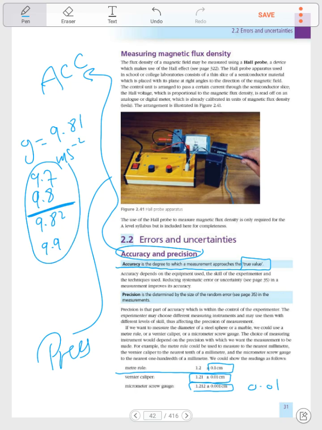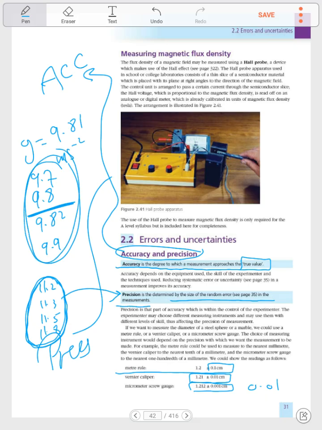But if my values were 11.2, 11.3, 11.5, 11.8, these values are precise. Why? Because all of these values are around the same number, but it is not the true value. So precision is determined by the size of random error in the measurements. Here my values are accurate because they are around the true value. Here my values are precise because they are around each other. So this is the difference between accuracy and precision.